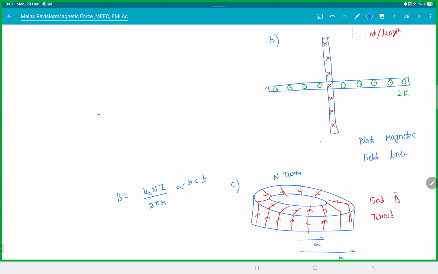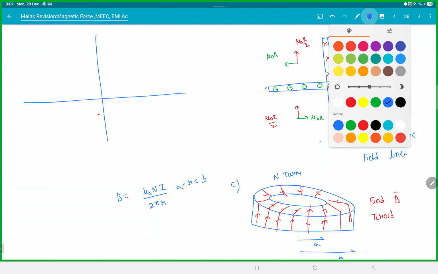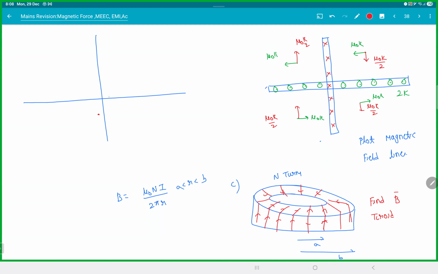What about this one? Mu naught K, again direction matters. So this is mu naught K by 2 and mu naught K by 2. This is up, mu naught K by 2 and mu naught K by 2. The green one will push this way. This is mu naught K because it is 2K here. This is mu naught K and mu naught K. So if you see, at all the points the magnitude is the same. The direction is different. So the magnetic field would be going like this in this region.